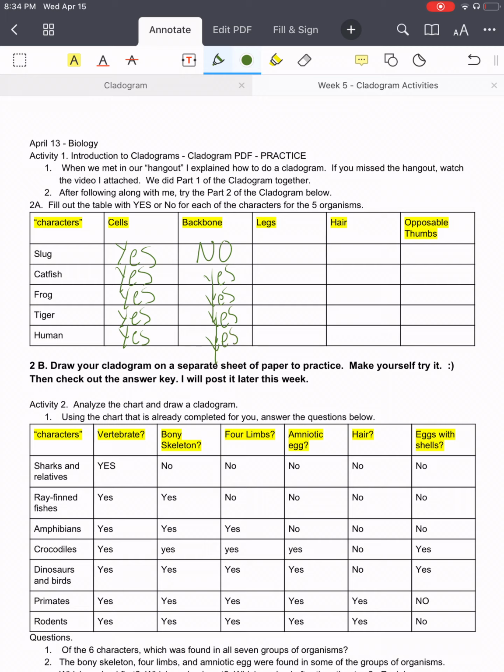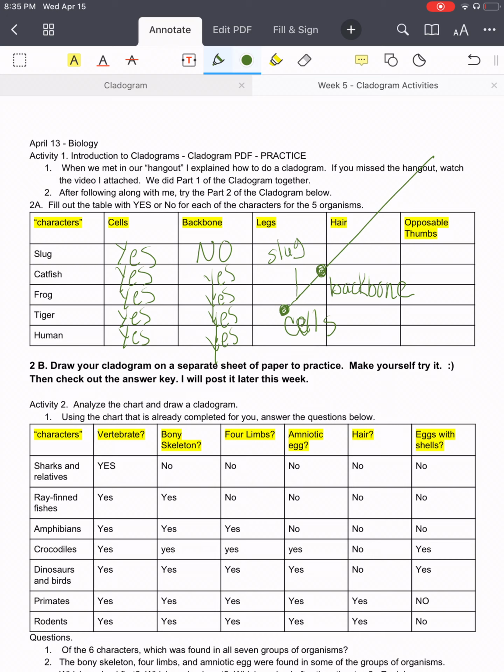And then somewhere in a blank spot, you would start to draw your cladogram. So the first organism would be your slug. And he and everything else, let me just do a dot, are going to have the characteristic cells. So cells arise first. But the slug gets excluded from the backbone.